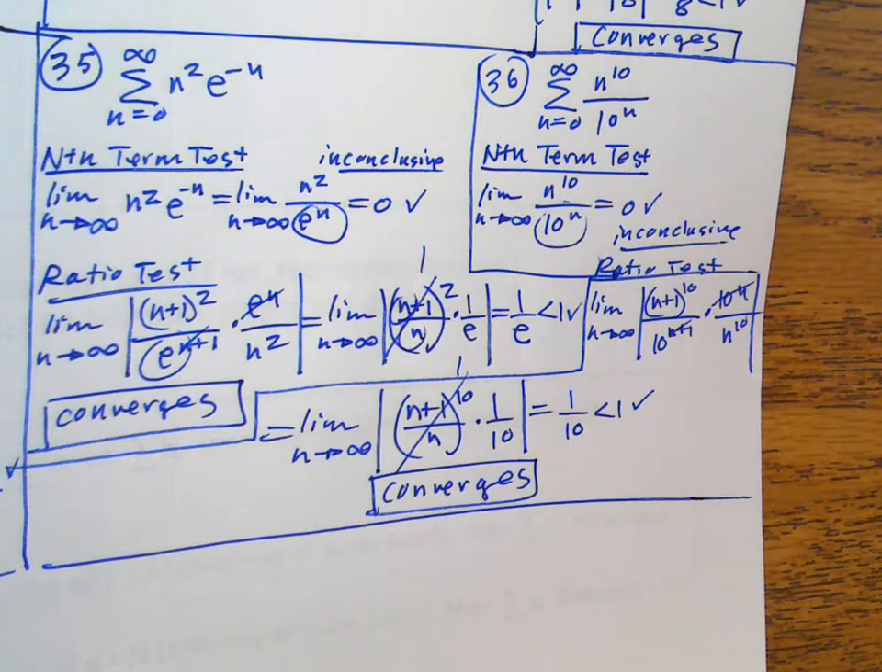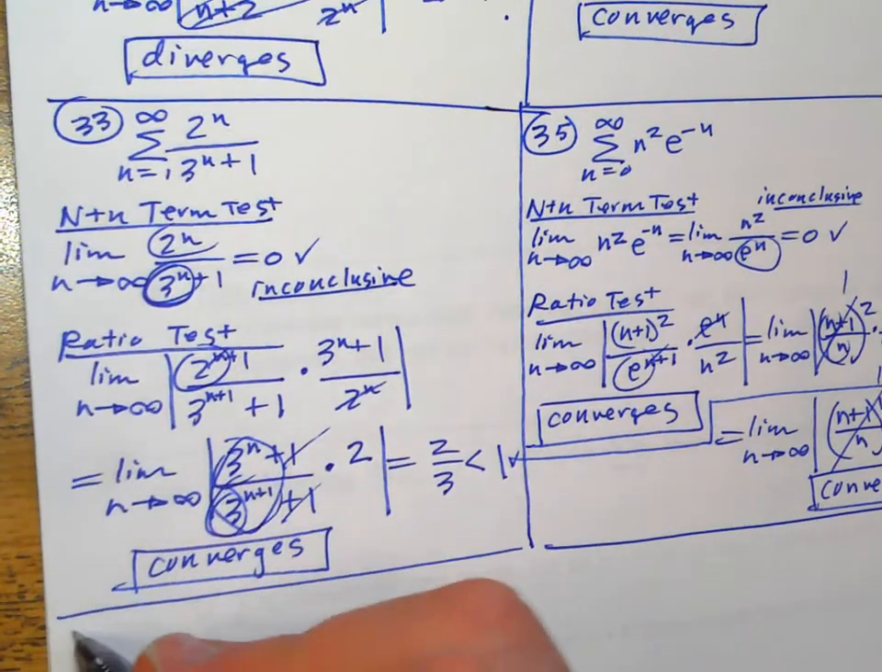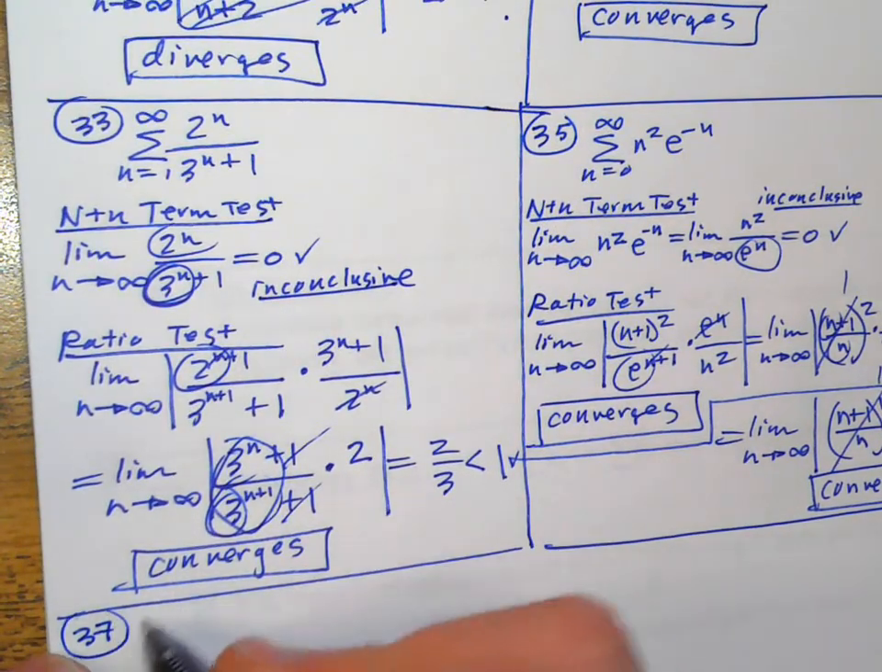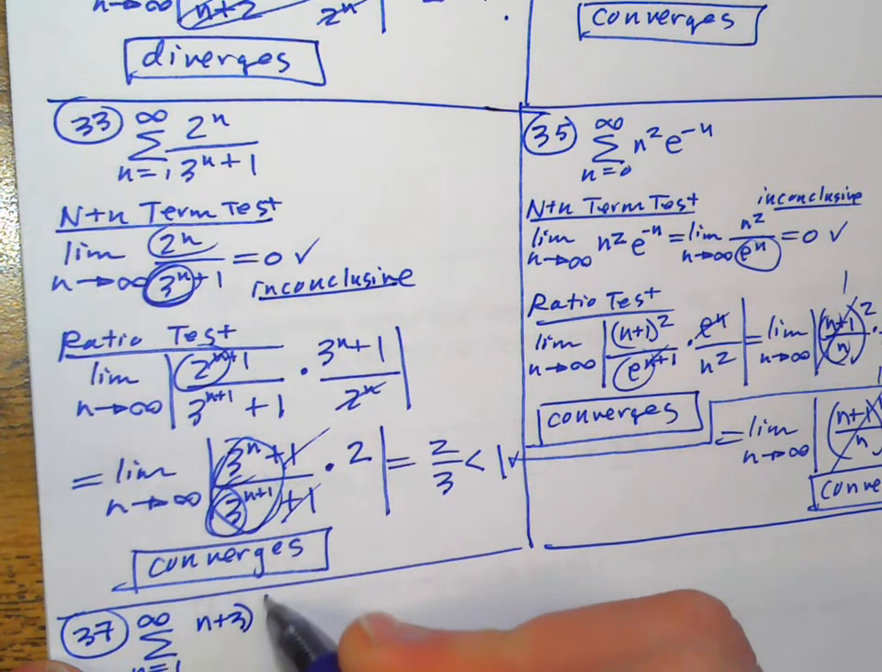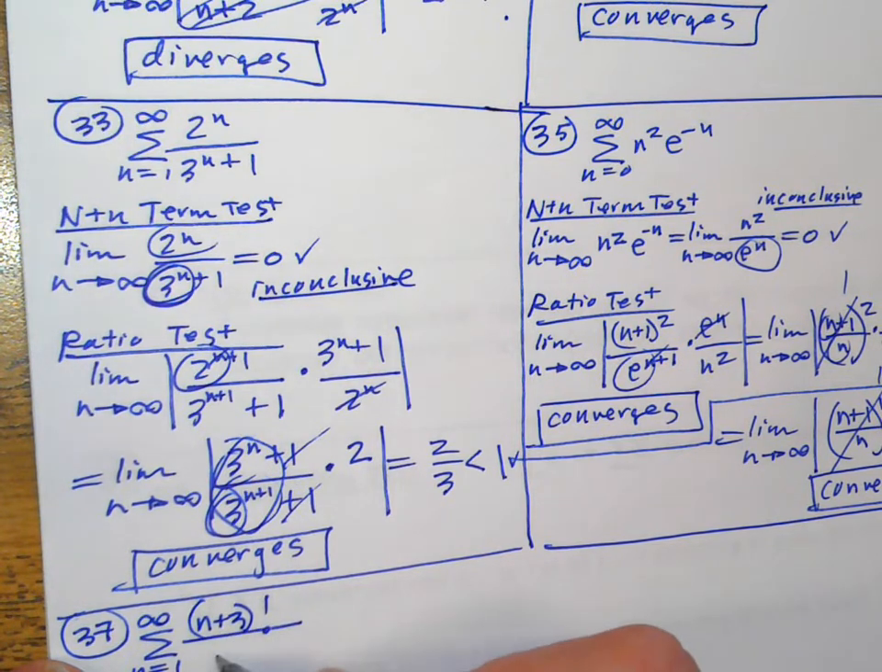Okay, 37. Has a bunch of factorials in it. You guys can do this.